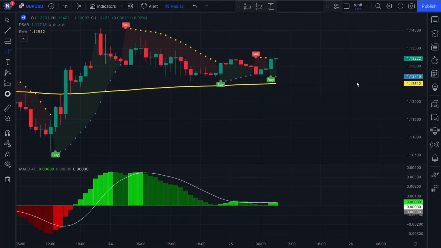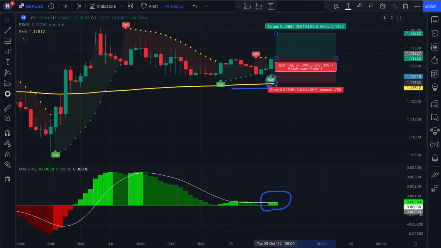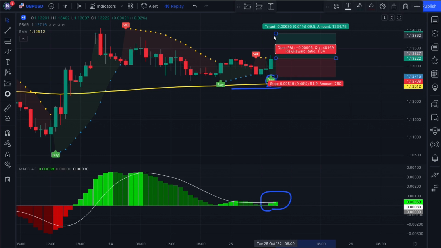Starting with long entries, to enter a long trade, the price action must be above the 200 EMA line, which is this yellow line right here. Then we need to see the PSAR indicator print a green buy label. After this, the MACD bar has to be a green color. And with all these conditions met, we can place our buy order on the close of the trigger candlestick, and the stop loss will be set at the recent swing low. Now for our take profit, we'll be targeting 1.5 times the risk.